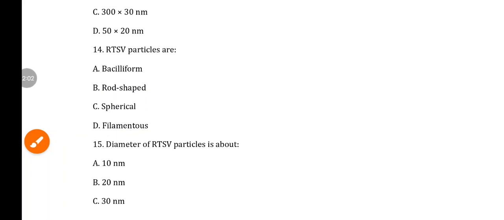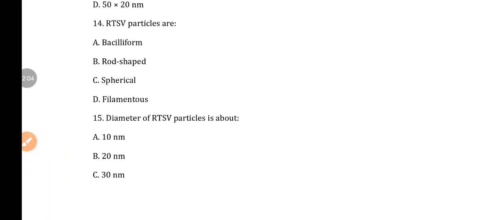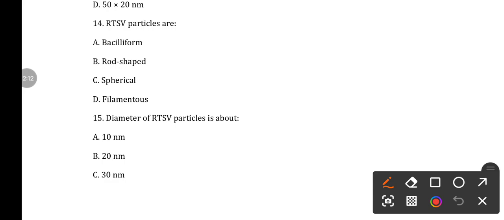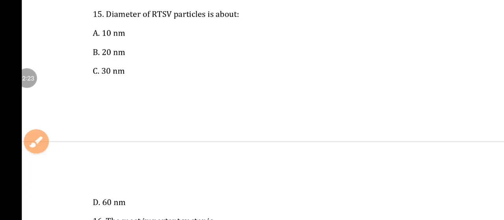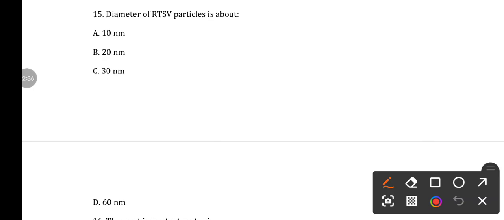Next, question number 14. The RTSV or Rice Tungro Spherical Virus particles are. A similar easy question. Obviously, Rice Tungro Spherical Virus means it is spherical in shape. Next, question number 15. Diameter of Rice Tungro Spherical Virus is about. This is a typical question, so you have to remember the answer. The options are option A 10 nm, option B 20 nm, option C 30 nm, and option D 60 nm. Here the answer is 30 nm.